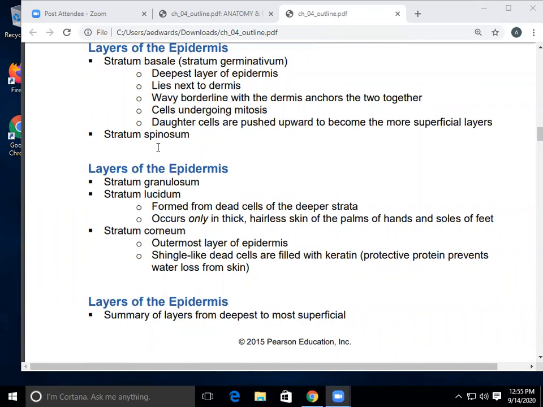So at the base, or the deepest level, we'll have stratum basale, also known as stratum germinativum. You can think of stratum as a layer, and basal as the base, or the basal level, or germinativum. Germ cells are basically another word for stem cells. These are rapidly dividing cells. So the cells go from the bottom to the top, right?